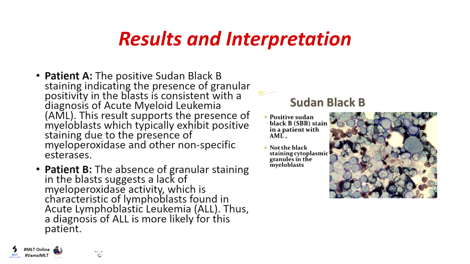Results and interpretation. Patient A. The positive Sudan black B staining, indicating the presence of granular positivity in the blasts, is consistent with a diagnosis of acute myeloid leukemia, AML. This result supports the presence of myeloblasts, which typically exhibit positive staining due to the presence of myeloperoxidase and other nonspecific esterases. Patient B. The absence of granular staining in the blasts suggests a lack of myeloperoxidase activity, which is characteristic of lymphoblasts found in acute lymphoblastic leukemia, ALL. Thus, a diagnosis of ALL is more likely for this patient.